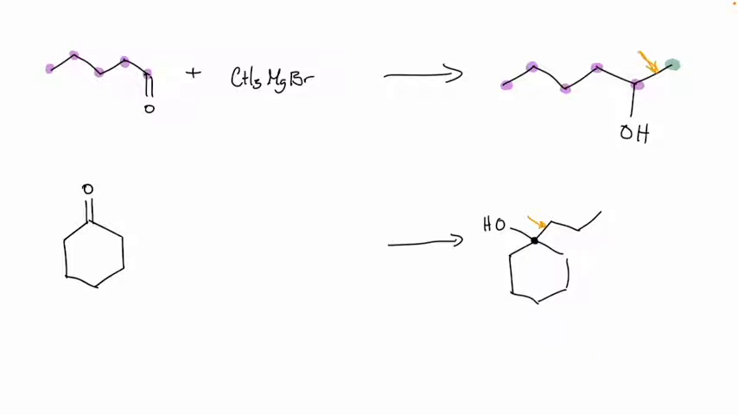So my ketone would be this one right here, my 6 carbon ring, and my Grignard, how many carbons? 1, 2, 3, MgBr.